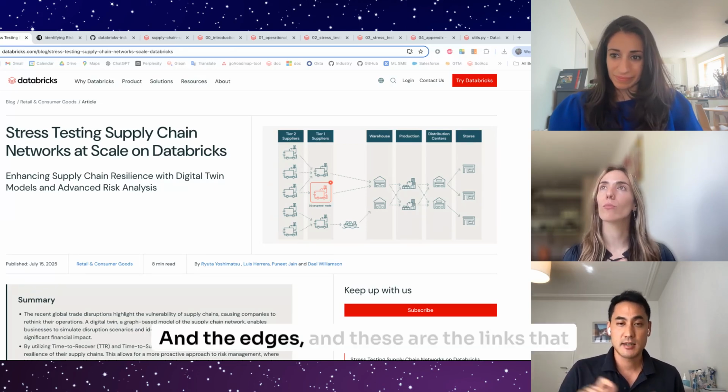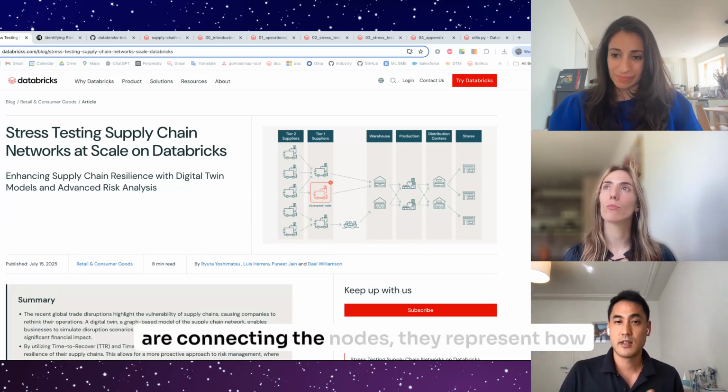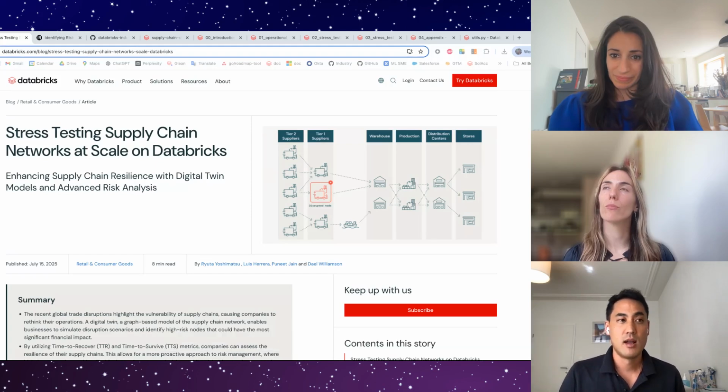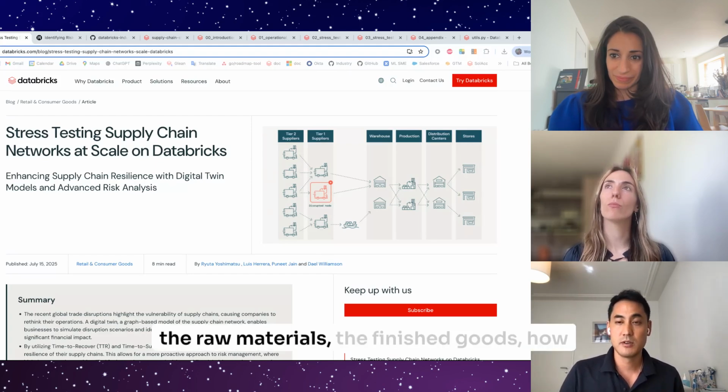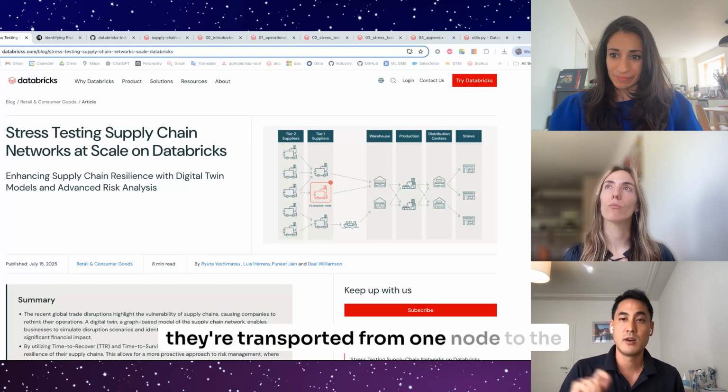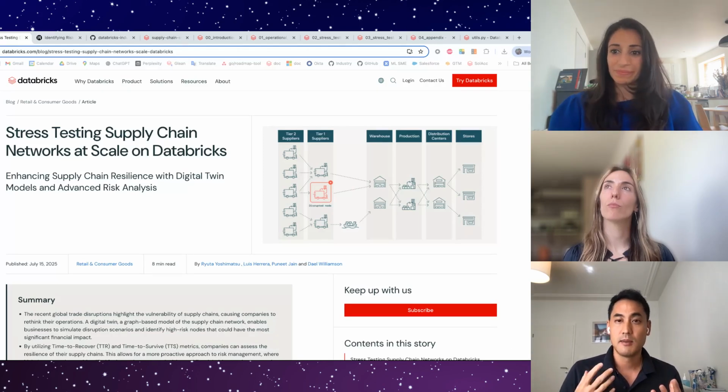And the edges, which are the links connecting the nodes, represent how the parts, the materials, the raw materials, the finished goods are transported from one node to the other. So this is a digital twin of a supply chain network.